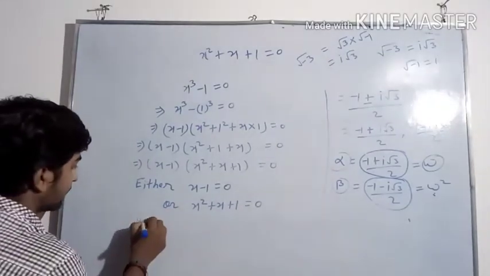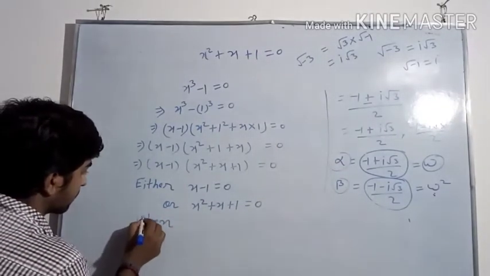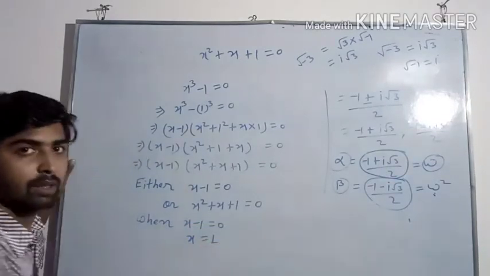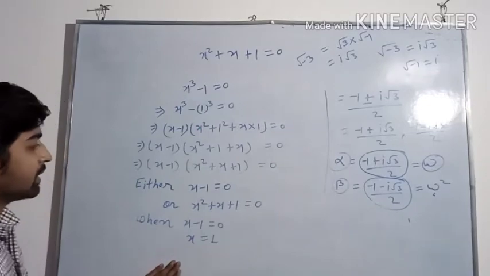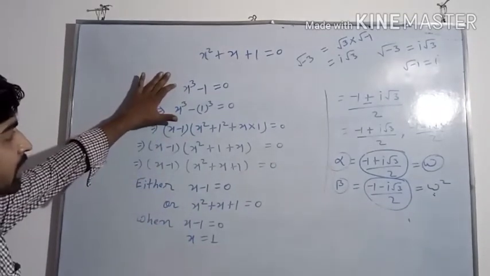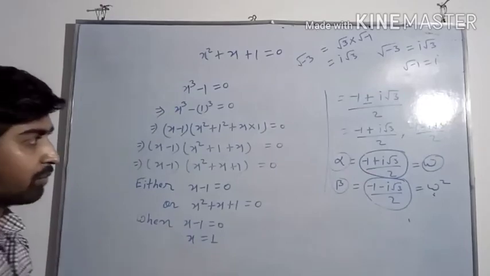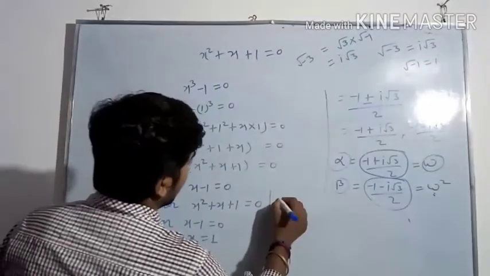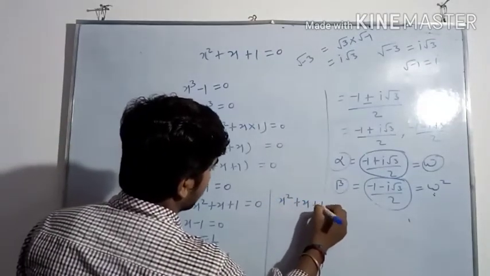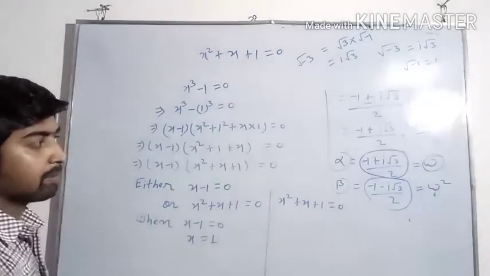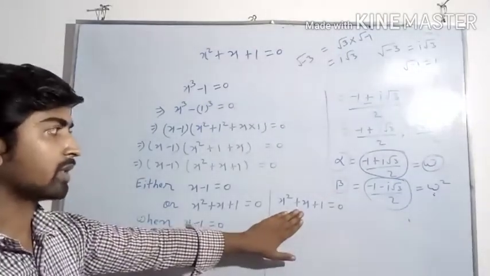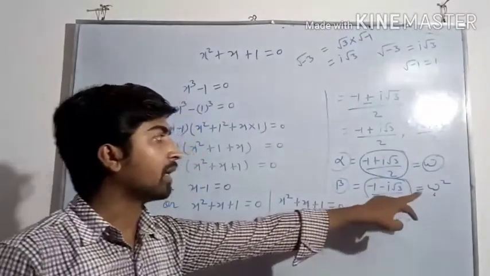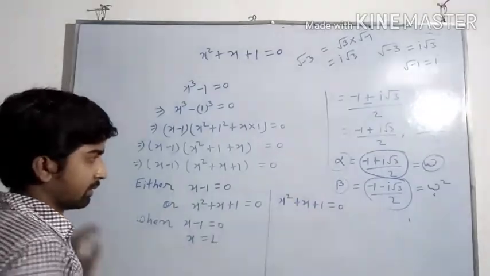When x minus 1 equals to 0, then x is equal to 1. Means one root of this cubic equation is 1. Now we have to find out the other two roots. Students, when x square plus x plus 1 equals to 0, then the values of x, means the roots of this quadratic equation we have to find out, that is omega and omega square, means alpha and beta.